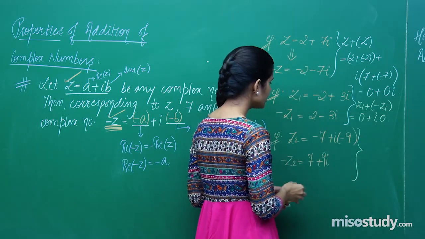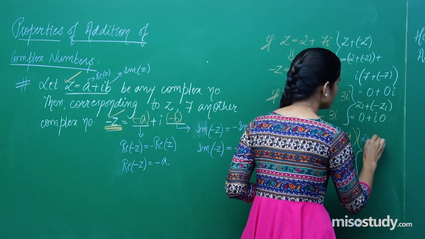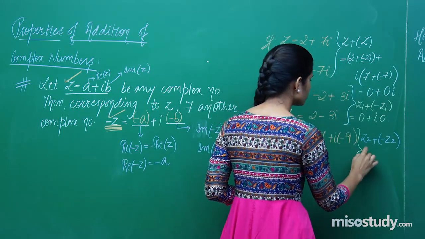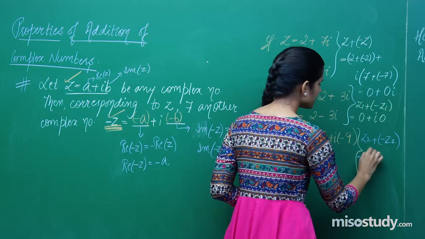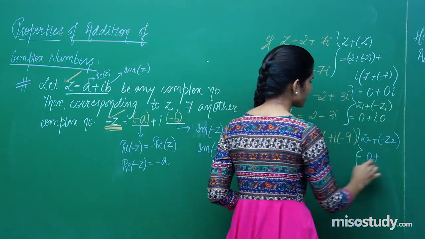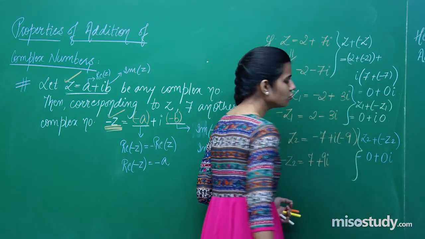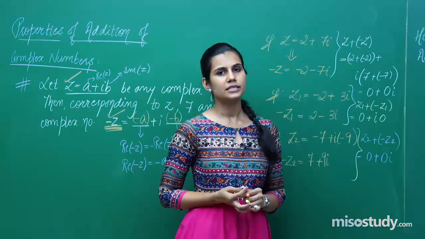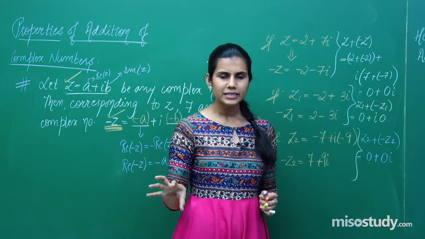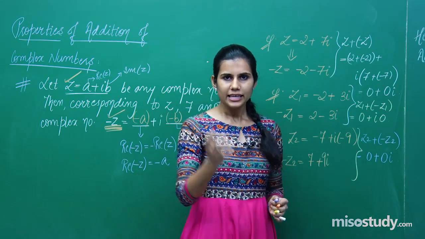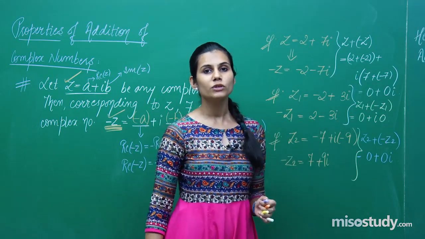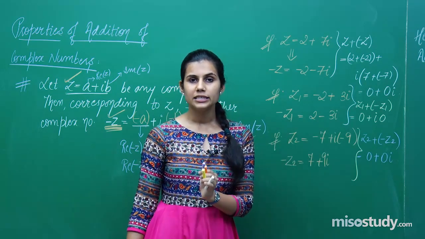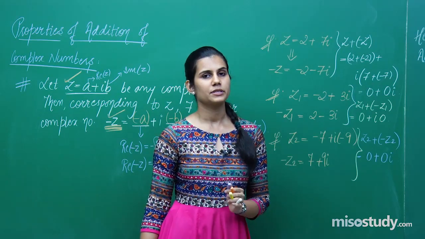If I talk about this case, z2 plus minus z2, then this is equal to what? Add their real parts, minus 7 plus 7, 0. Add their imaginary parts, minus 9 plus 9, 0. So you are watching this very carefully. It's iteratively coming out to be the same, that when z is being added with its negative, it's giving out a complex number which is equal to the additive identity in the set of complex numbers.